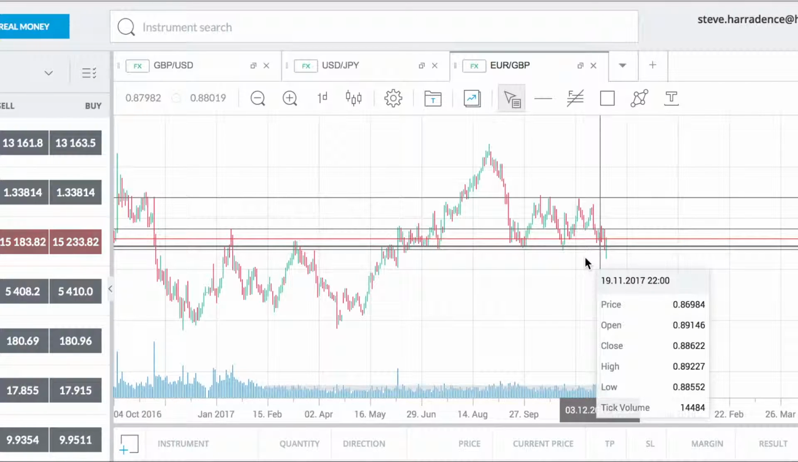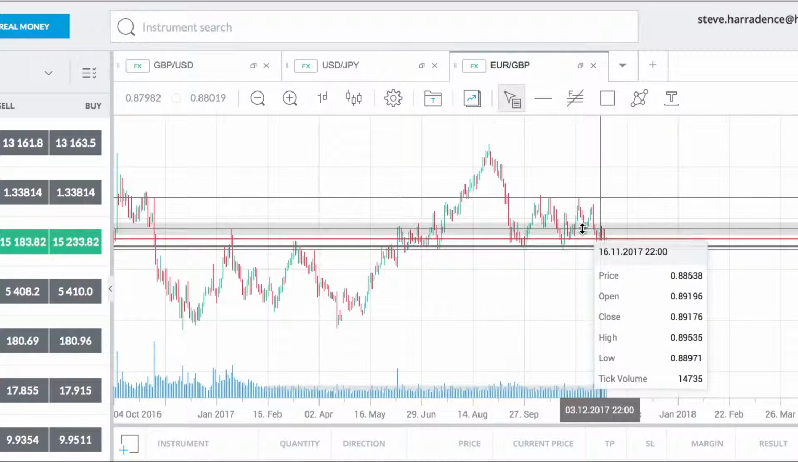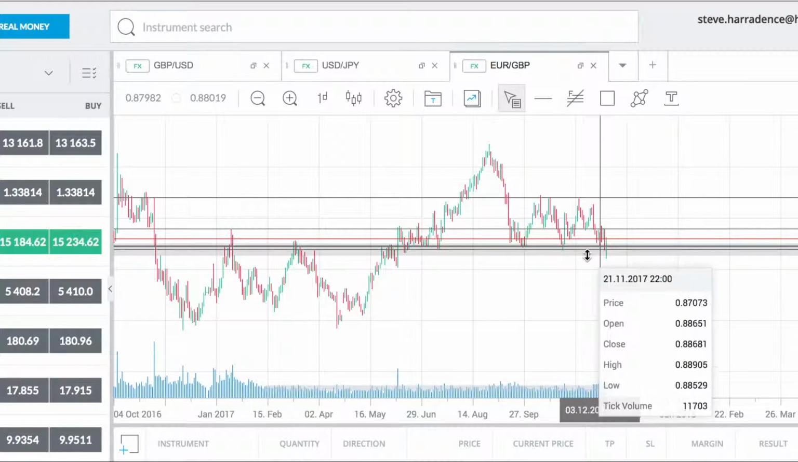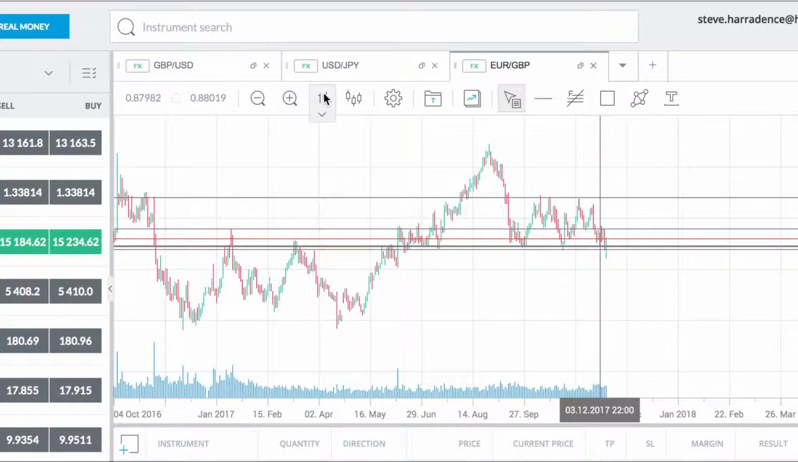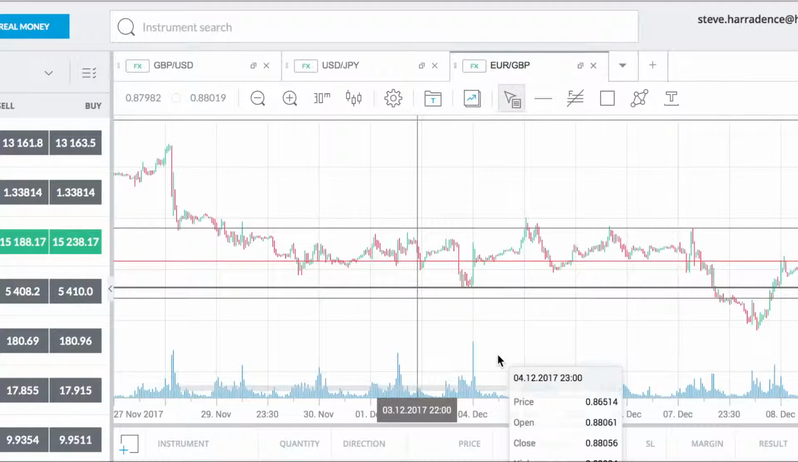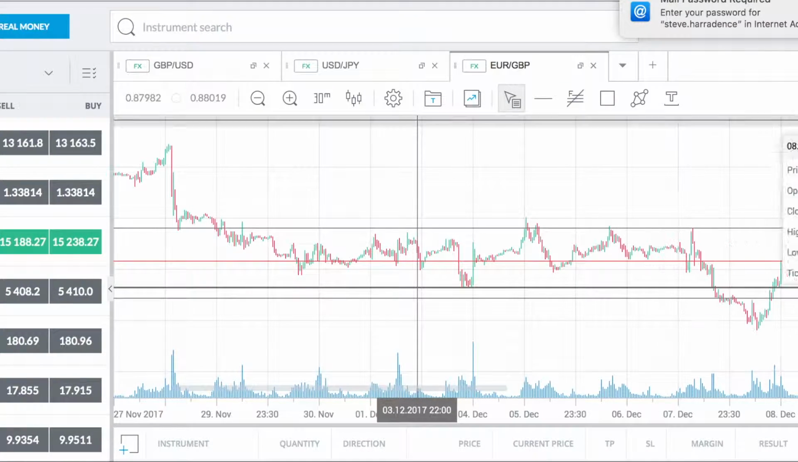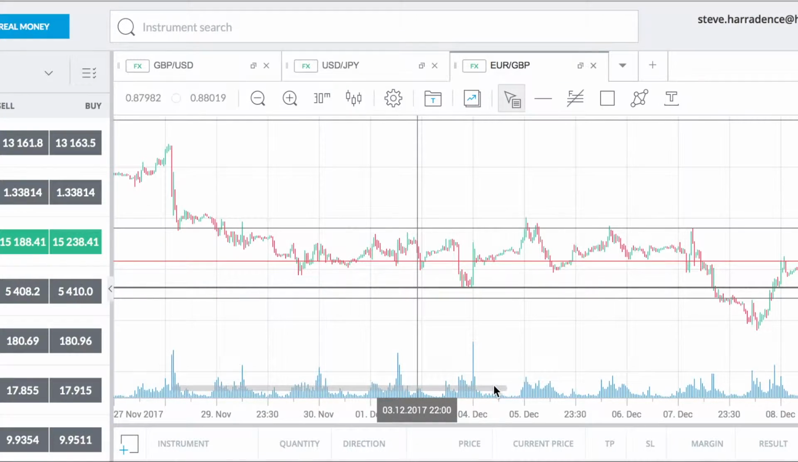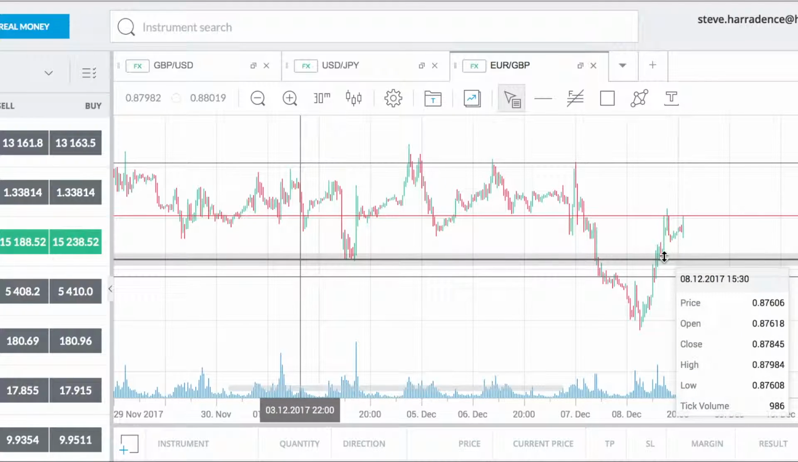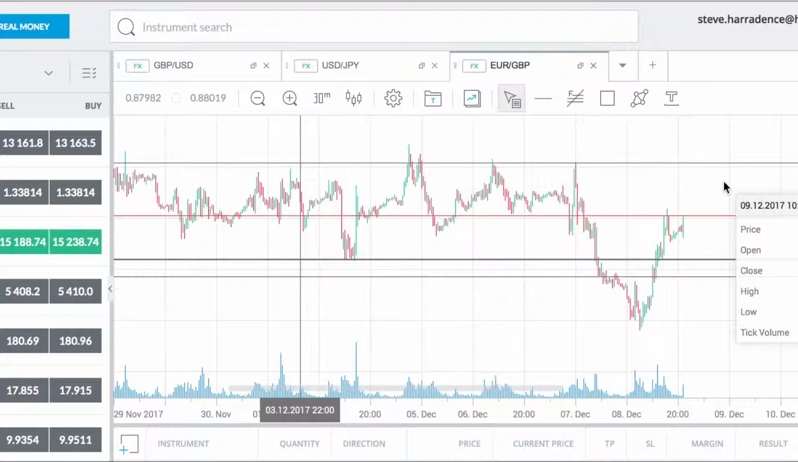So the levels to look out for intraday, you're looking at 8.5 with a support level, let's zoom in again, I can't see that, sorry about that, with a support level of 87567, and then a resistance of around 8.5. So that's one to keep an eye on.